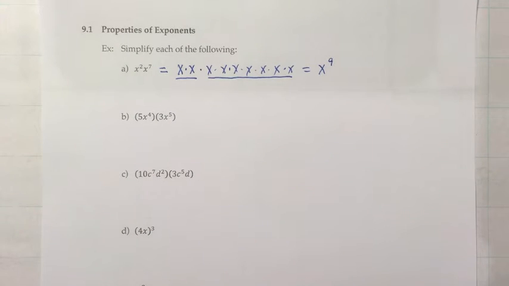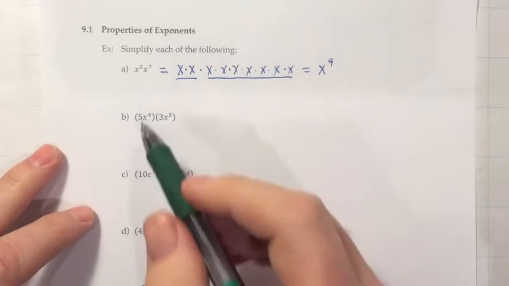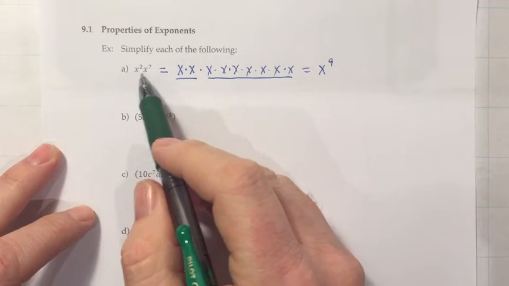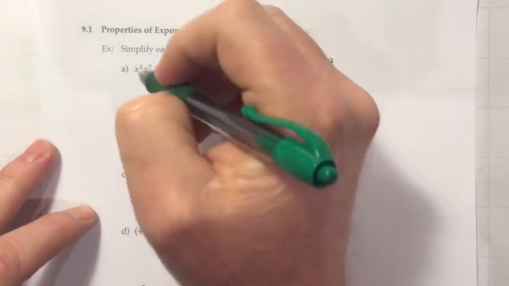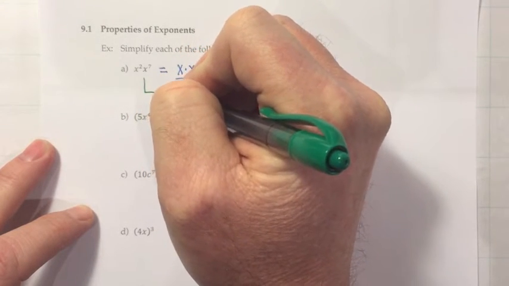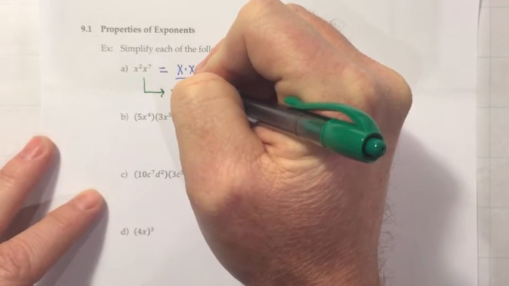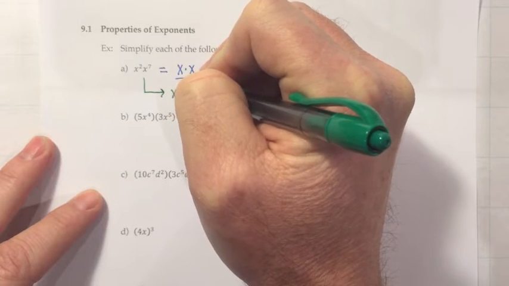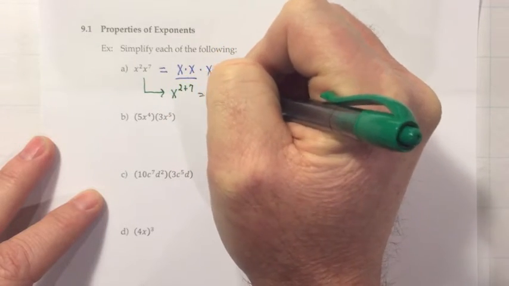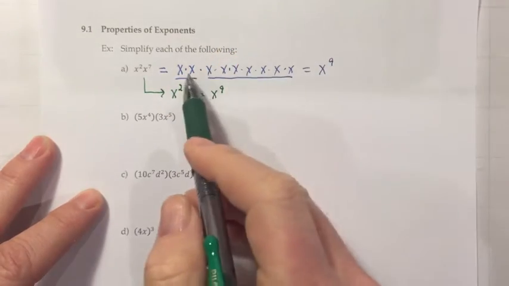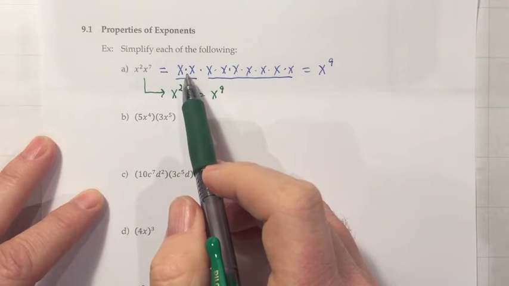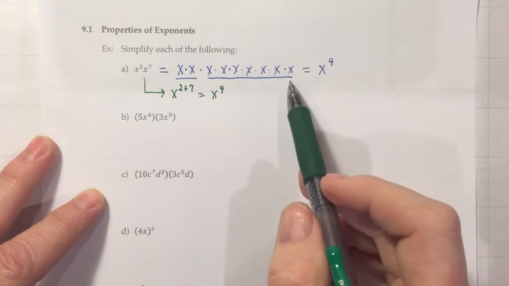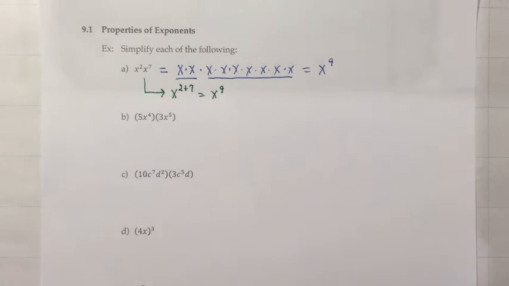But from that comes the rule that if you're multiplying two expressions where you have exponents and the bases are the same, you can just add the exponents. So the rule that comes out of this is that we should just do this as x to the 2 plus 7, which is x to the 9, but it just comes from this idea that x squared means 2 x's and x to the 7th means 7 more, so a total of 9 of them.